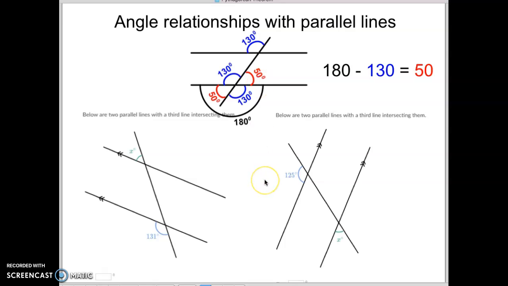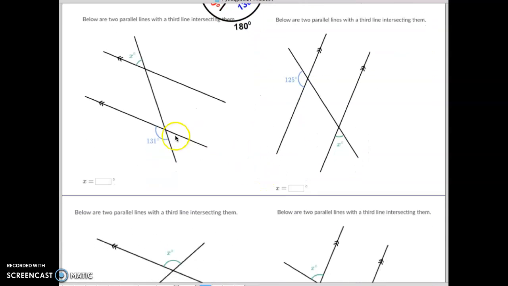So let's do this real quick now. Okay, first example. This one is 131. That's the big angle. This angle would be 131. They're asking for the small one, so we're simply going to do 180 minus 131, and that equals 49 right down here.